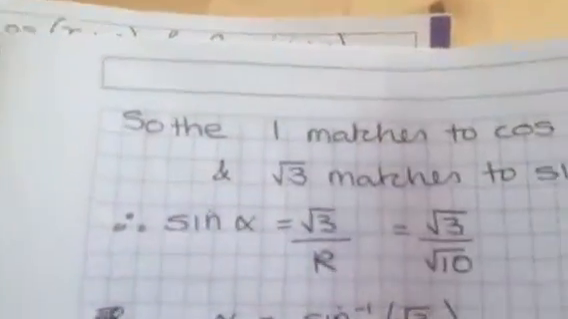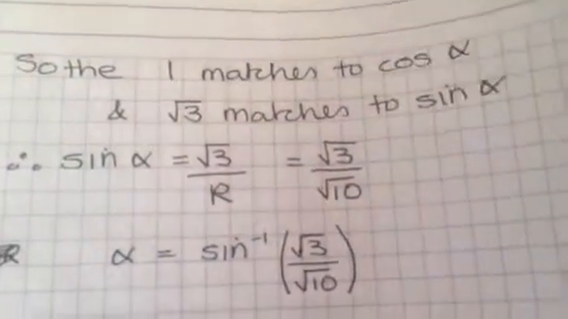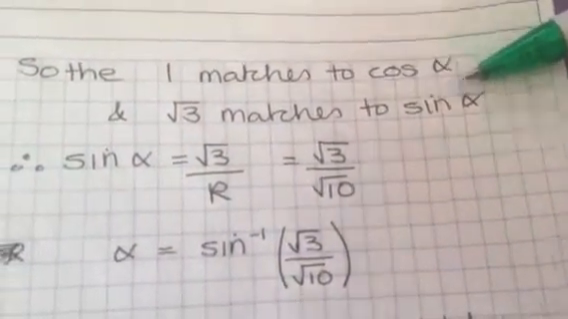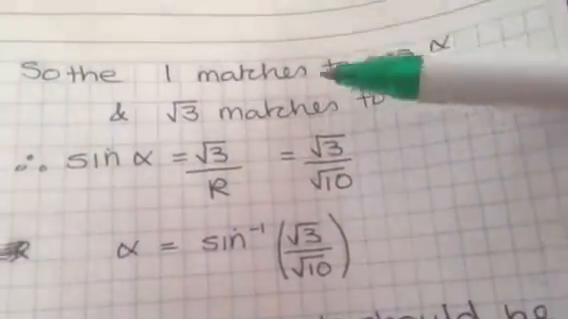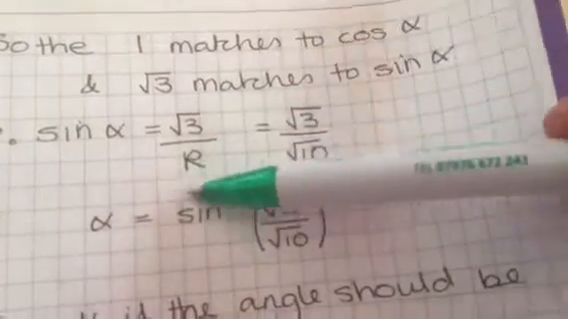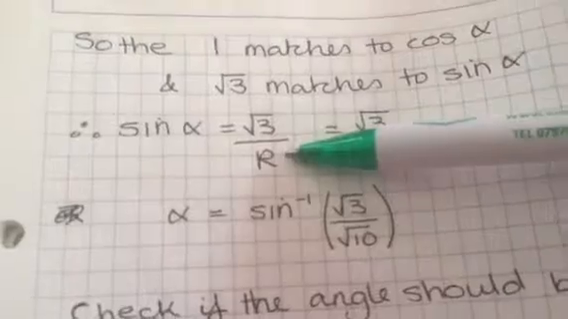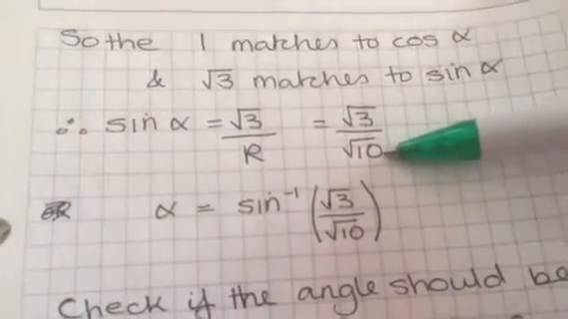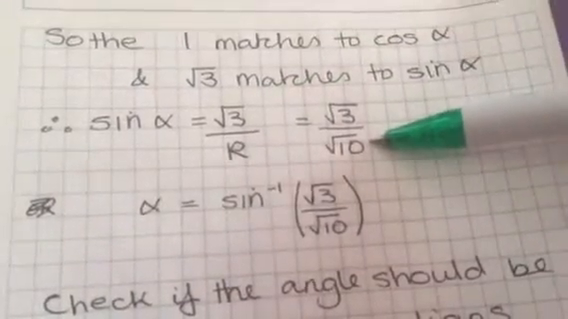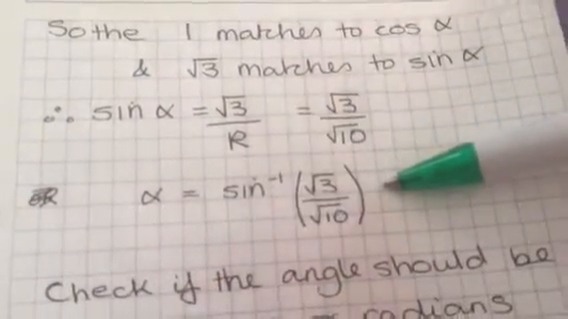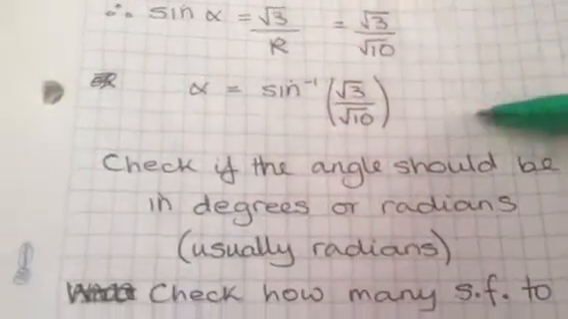Once I've matched it, I then look at the trig part of it. So the 1 matches to cos alpha and the root 3 matches to sin alpha. So that means that sin alpha is actually root 3 over R. The R is the hypotenuse. So sin alpha equals root 3 over R. Go back to the first thing you did, which was to find R, and in this case R was equal to root 10. So I know that sin alpha is root 3 over root 10, and therefore I can find alpha from my calculator.